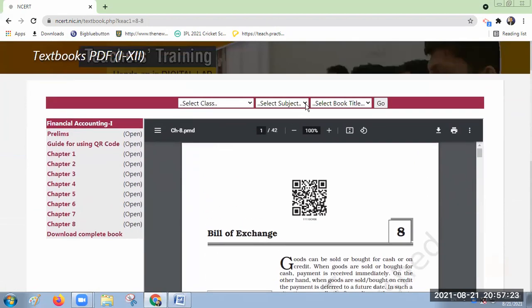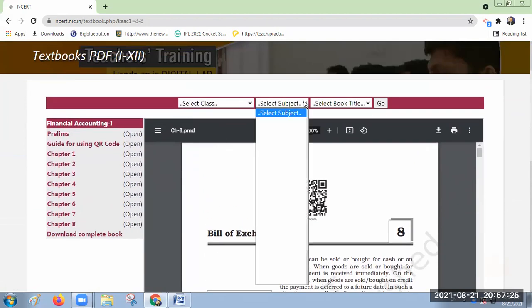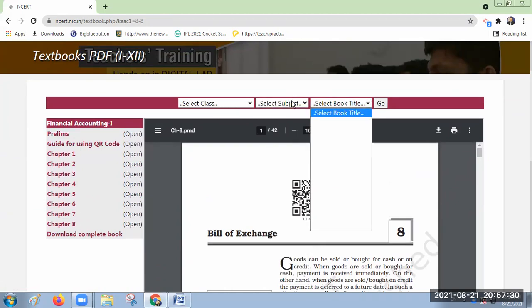So only one book is there for you. That much only, no? No, sir. 2 books are there. FA1 and FA2, both are there. Yes, sir. Very good, very good.